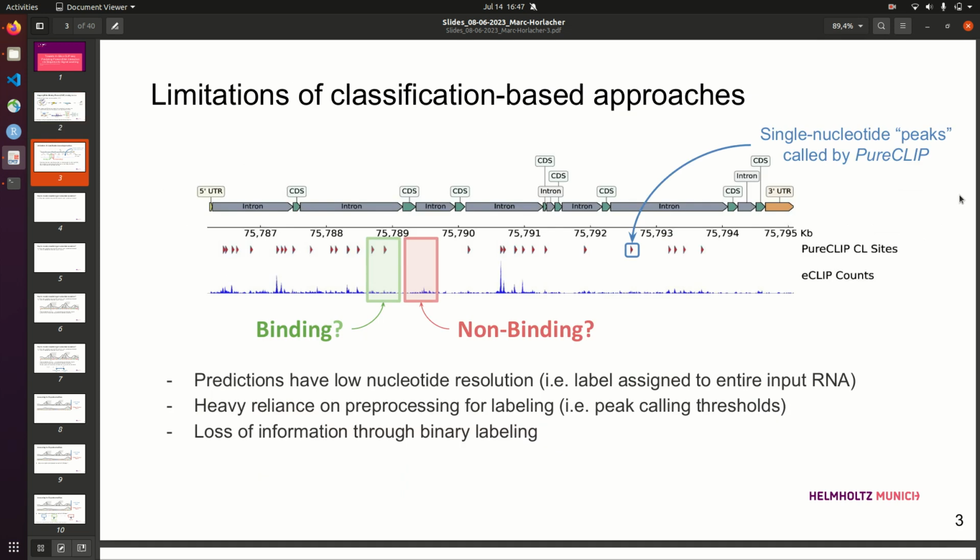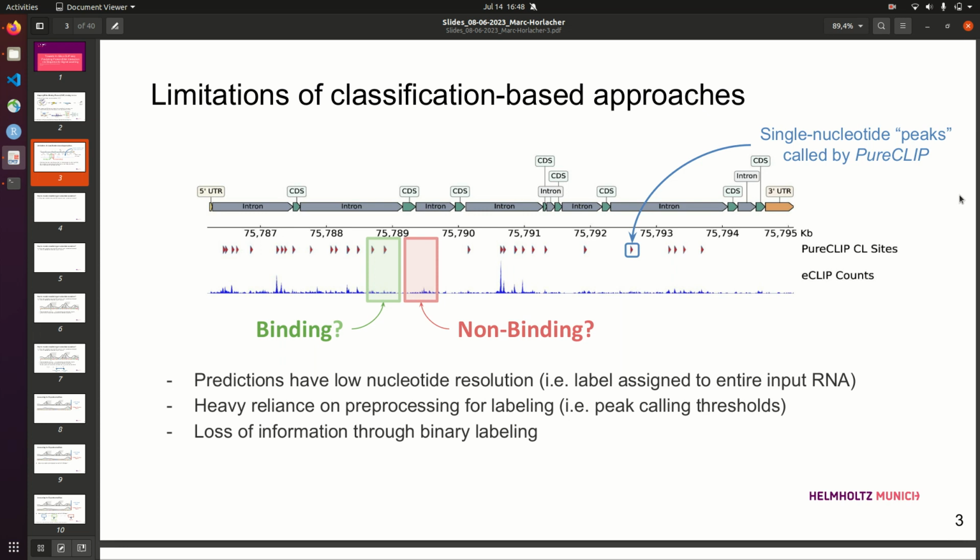Classification-based methods, however, have several limitations. First and foremost, the predictions have relatively low nucleotide resolution. So that means that the predicted label is assigned to the entire input RNA sequence, which can be hundreds of nucleotides in length. But sometimes we might be interested in more fine-grained predictions, so maybe for a few nucleotides or even at nucleotide resolution.